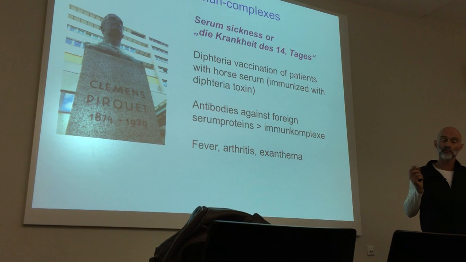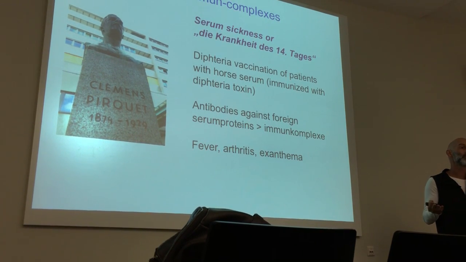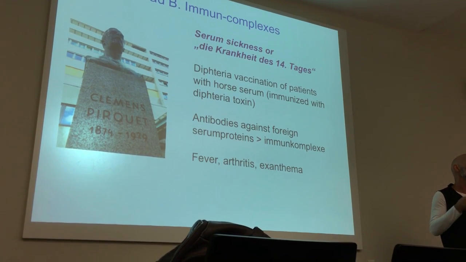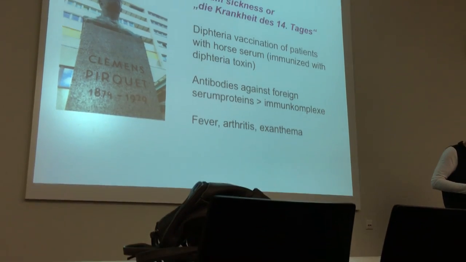For this second possibility, the immune complexes, there is Clemens von Pirquet. This is his monument in front of the Children's Hospital, right over there. And he was one of the first who made this observation that immune complexes can trigger diseases. These were the so-called serum sickness, or the diseases of the 14 days.